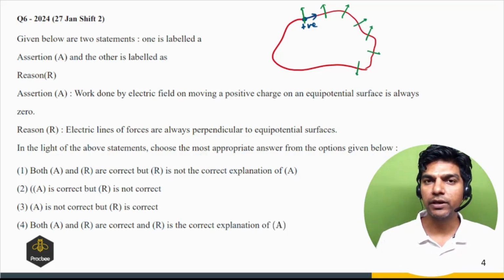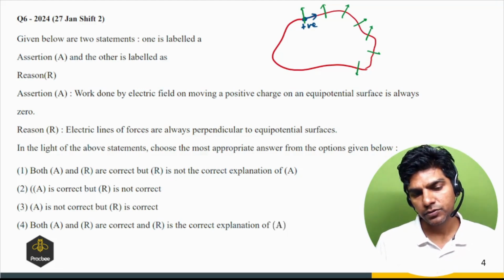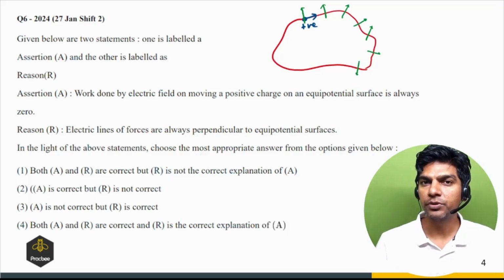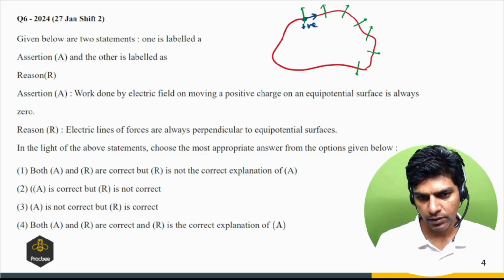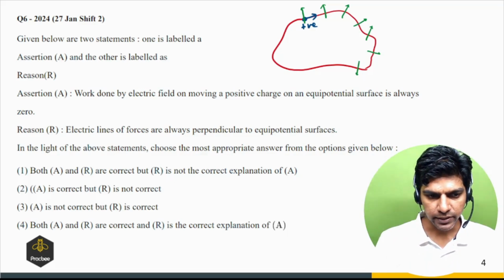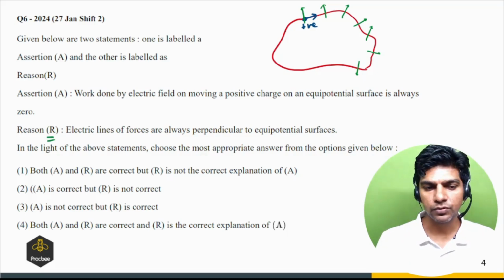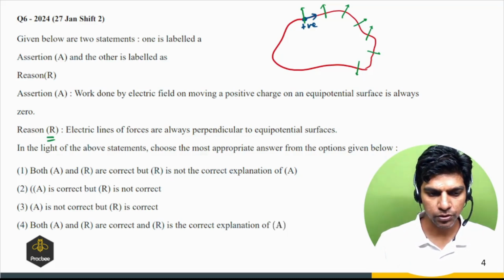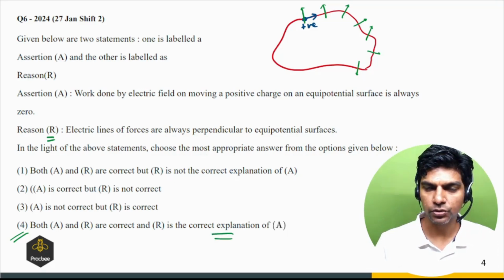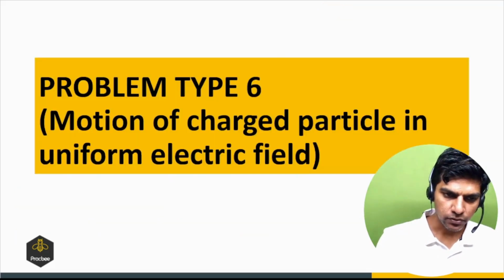So if the electric field lines are perpendicular, these electric fields cannot do any work on the charged particle because there is no component of electric field which is parallel to the surface. So we can say reason is the right explanation for the assertion. So option 4 should be the right answer. Both A and R are correct, and R is the correct explanation of A. Right, so let us see the next problem type.